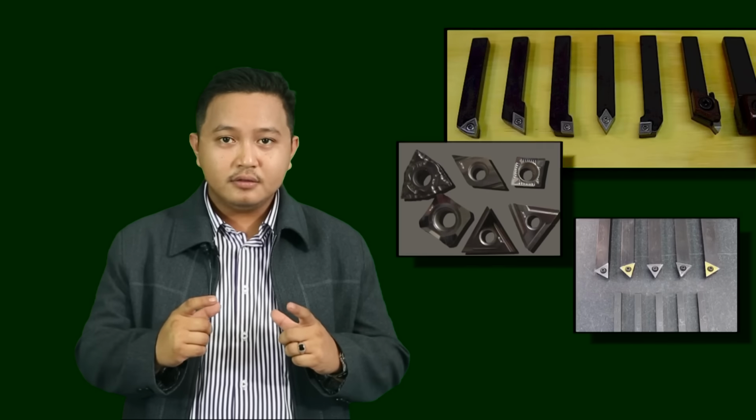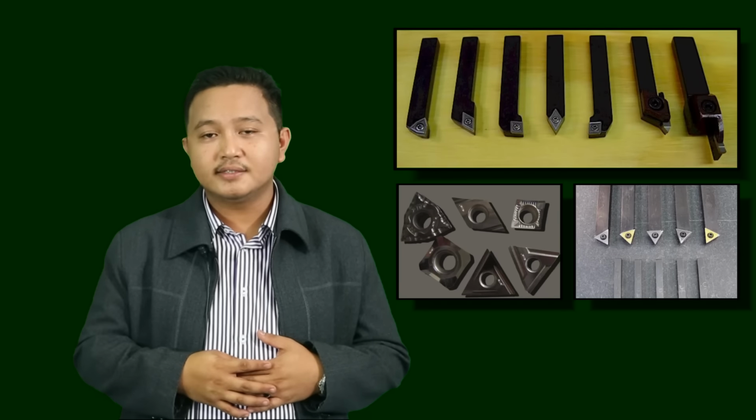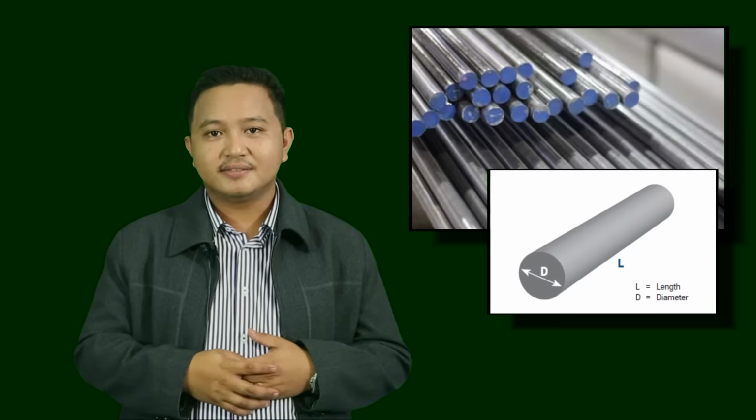Okay, everyone. Actually, there are three main things in the lathe process. The first one is the lathe machine. The second one is the tool bit, and the last one is our workpiece. For more details and explanation about this lathe process, I will ask my colleague, Mrs. Zurina, to explain it to you.